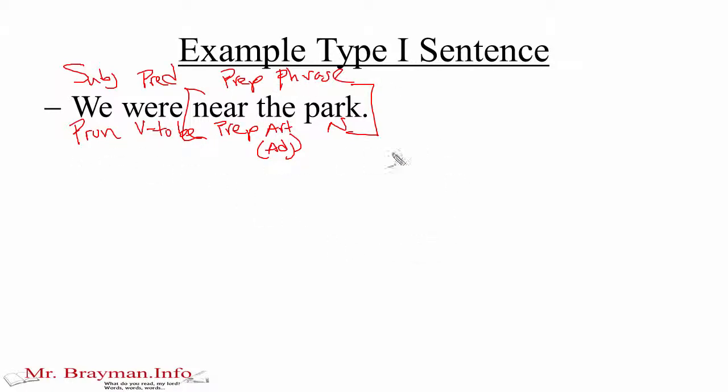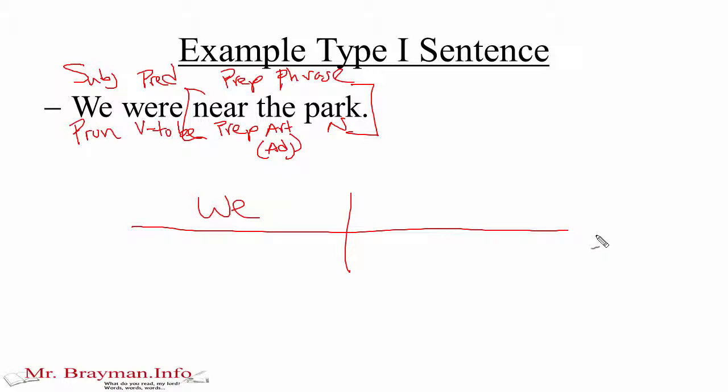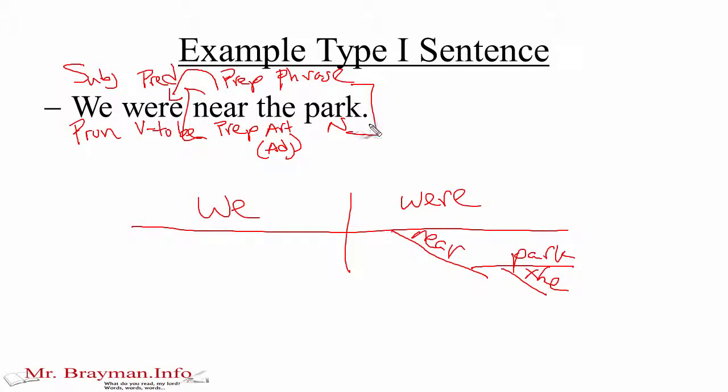And now that I've diagnosed part of speech and sentence elements, I can set up my diagram. And so I draw a long line for the main part of the sentence and a vertical line that crosses the long line, and I put in my subject and my predicate. And then the prepositional phrase actually modifies were. It says where we were, which is why it goes underneath the predicate. Remember, modifiers always go underneath the things they modify. And the modifies park, so that's why it goes underneath park.